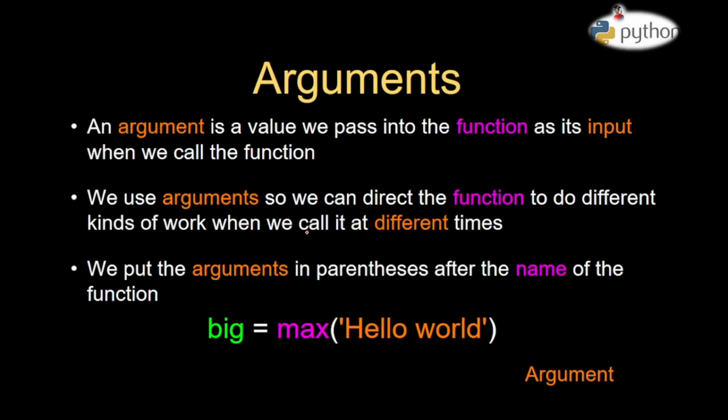Good. What is an argument in programming languages? An argument is a value that we pass to the function, as an input of the function when we call the function to get an output. So we use arguments so we can direct the function to do different kinds of work when we call it at different times.